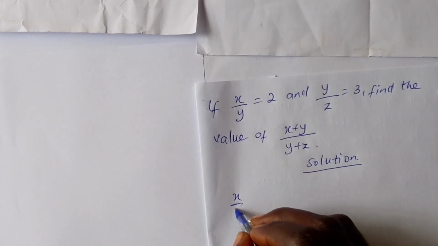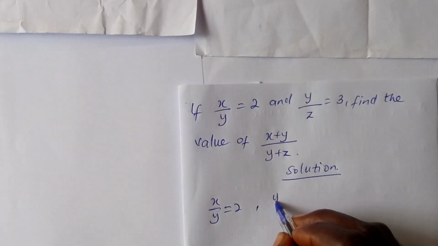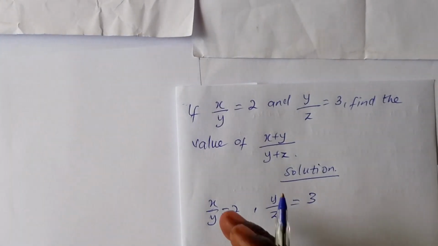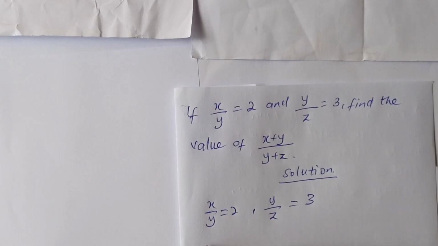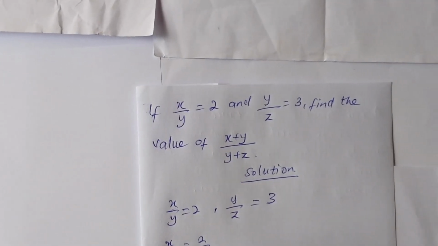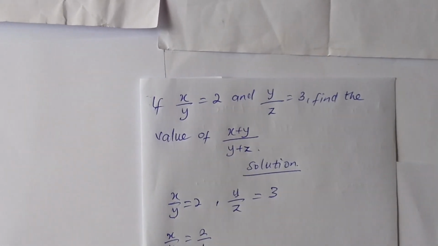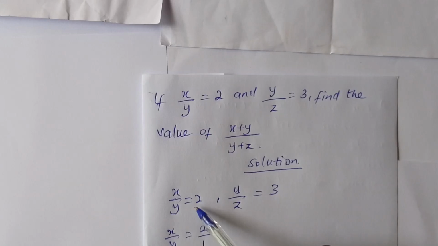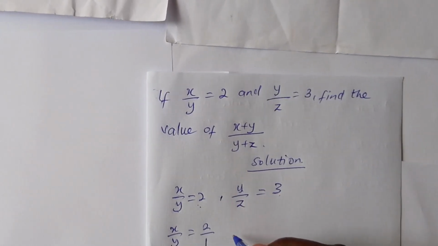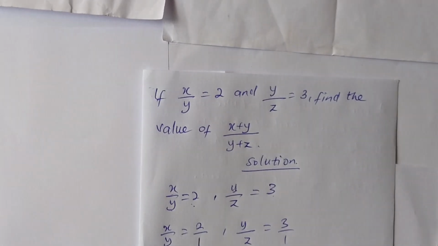Given that x over y equals 2 and y over z equals 3. Now x over y is the same as 2 over 1. Now I have a common variable y here, y here. In the first instance, y is 1. In the second instance, y is 3. But y over z equals 3 over 1.